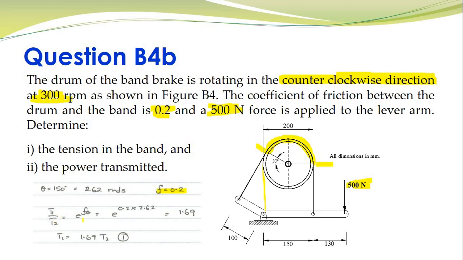Now we know our tension ratio. Tension ratio T1 over T2 is equal to exponential of mu theta. This is not an exponent, but an exponential function that you can use in your calculator. Again, the coefficient of friction was 0.2, and your lap angle in radians is 2.62. Once we do this calculation, we get T1 over T2 equal to 1.69. Therefore, T1 is 1.69 T2. That's one way of looking at things. You can simply say T1 over T2 is 1.69 and leave it as equation 1, or you can say T1 is equal to 1.69 T2.